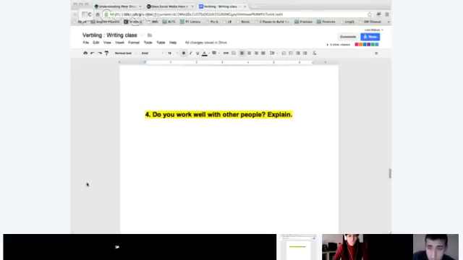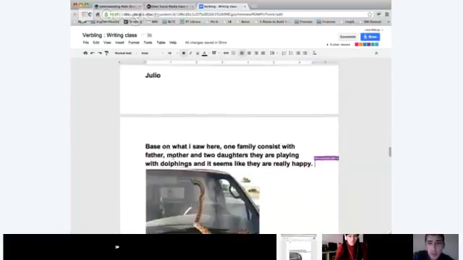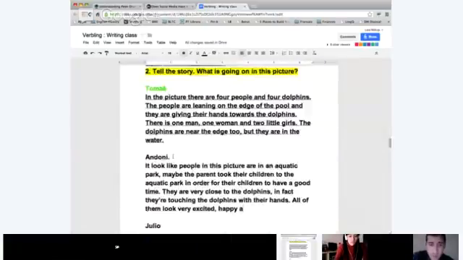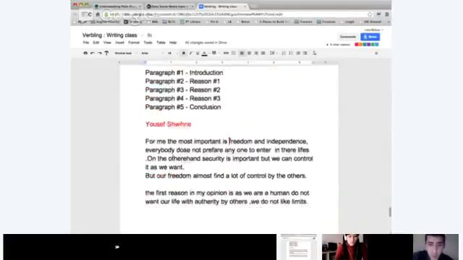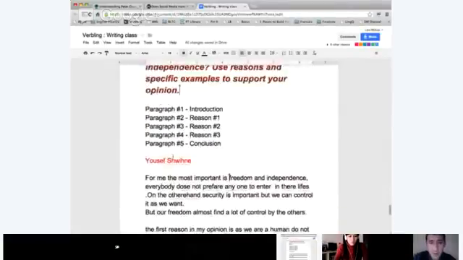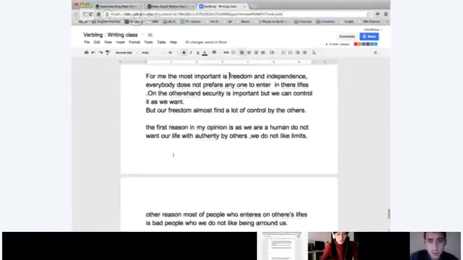Yosef, are you ready to read? Did you write something? I didn't hear you. What? Oh, okay, here, this one? Okay. Do you want to read? Yes, I want to read. Okay.